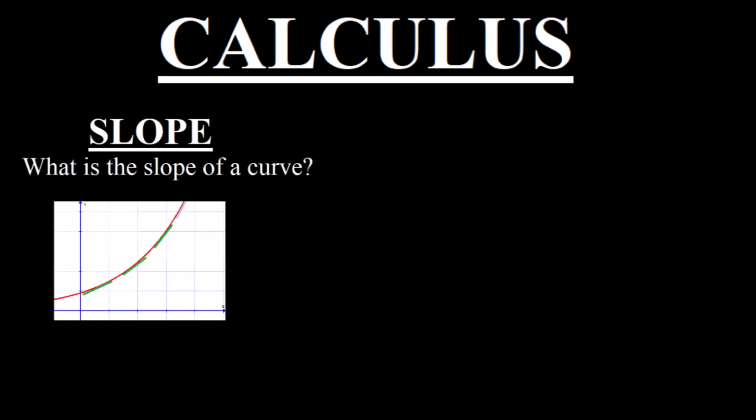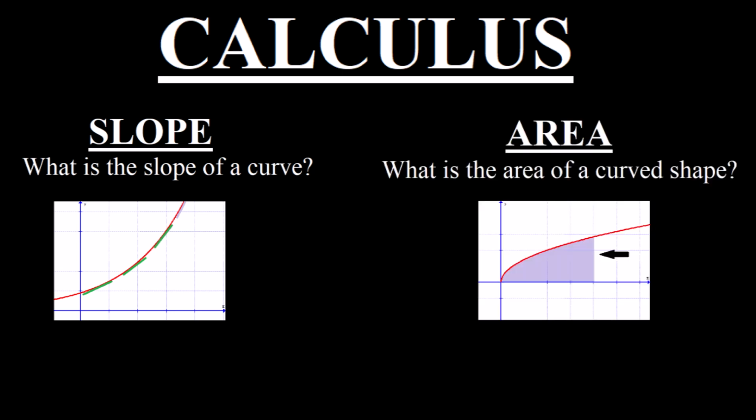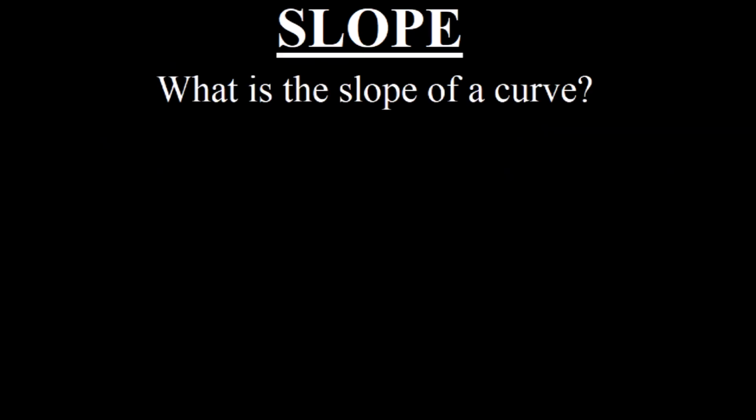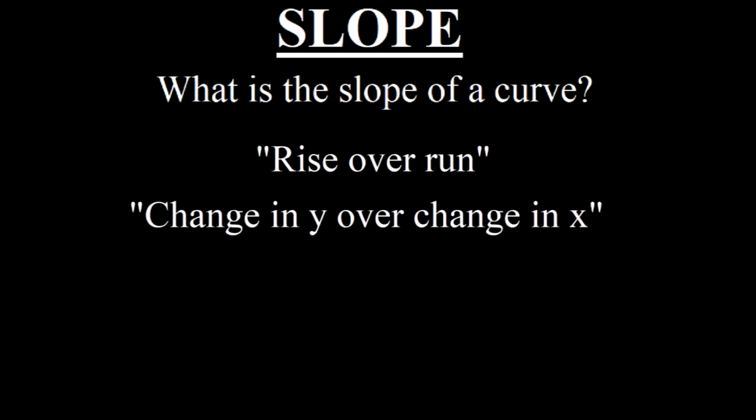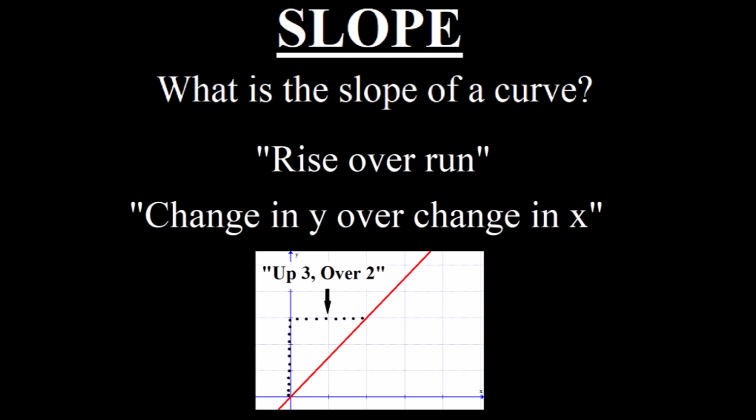Throughout calculus, we examine as many aspects of curves as we can, but we're going to be focusing on just two major concepts for this class: the slope of a curved line and the area of a shape formed under a curve. One question we seek to answer with calculus is, what is the slope of a curve? When we normally talk about slope, phrases like rise over run, change in y over change in x, or maybe some semblance of how far up and over between points may pop into your head.